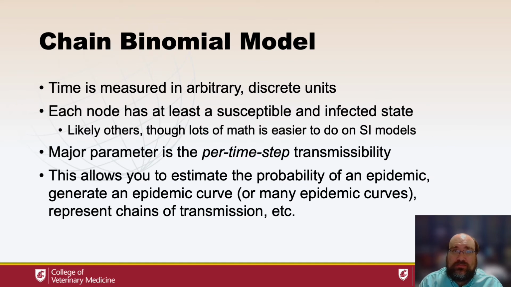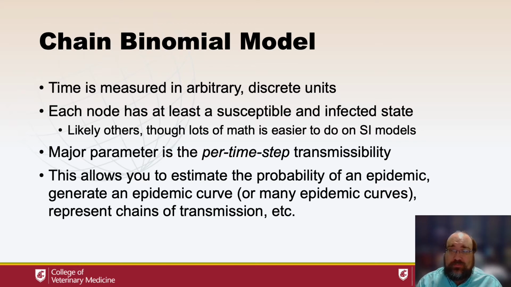So there's a couple ways to simulate epidemics on networks. One is called the chain binomial model. And here time is measured in arbitrary discrete units. So it's just a discrete time model. And each node has at least a susceptible and infected state. So usually others, but you can do a lot of interesting math on networks if you keep things at S and I. And the major parameter is the per time step transmissibility. So this is how likely you are given a single time of contact to transmit. This allows you to estimate the probability of an epidemic, generate an epidemic curve, represent chains of transmission. It's all actually quite cool.